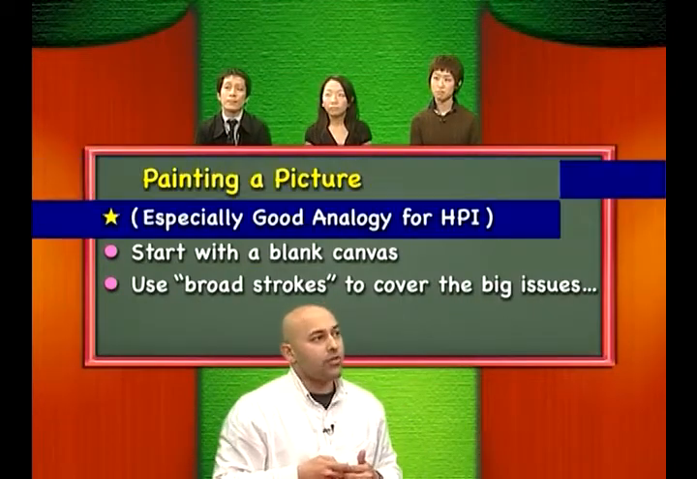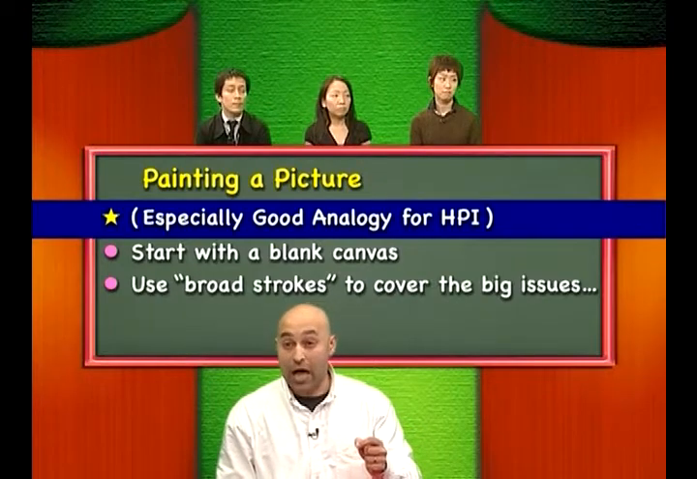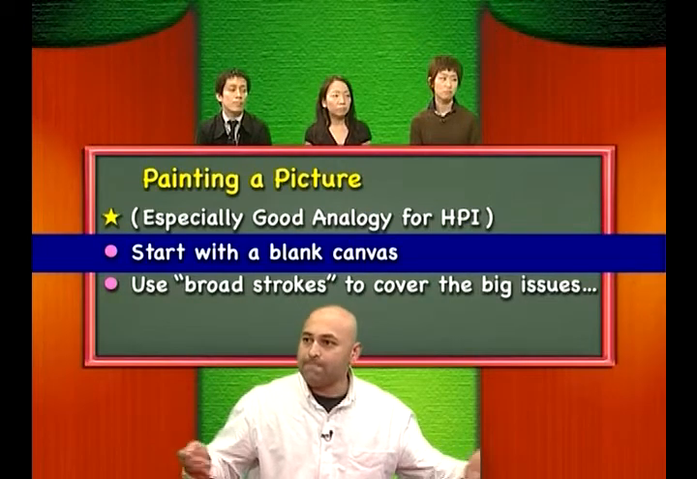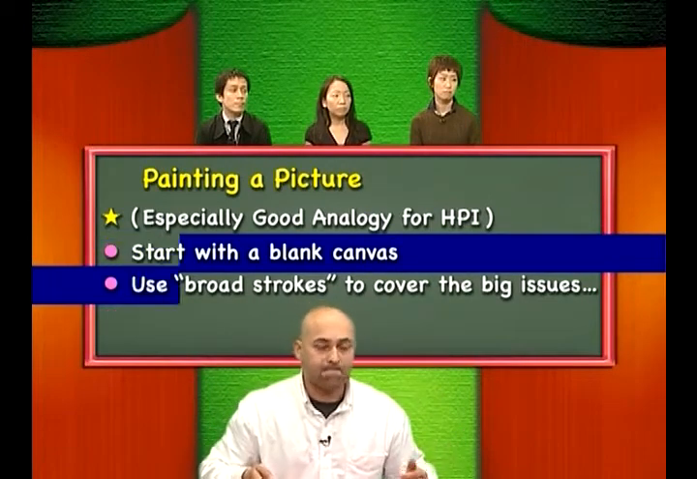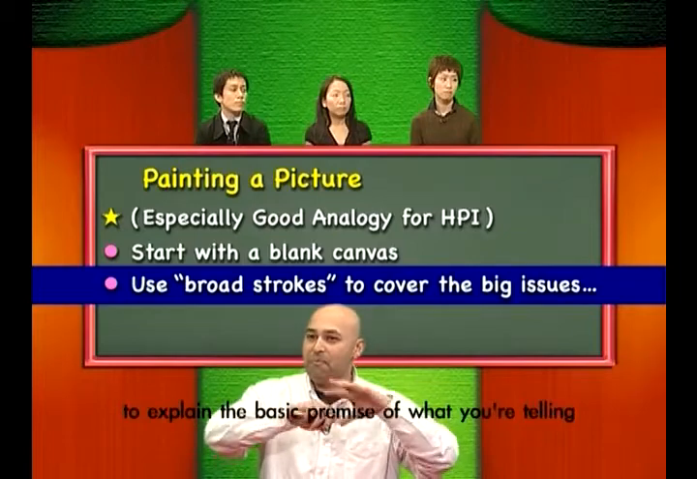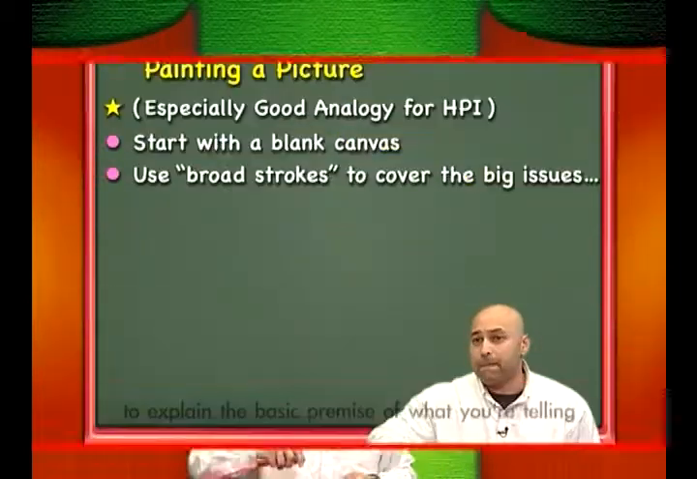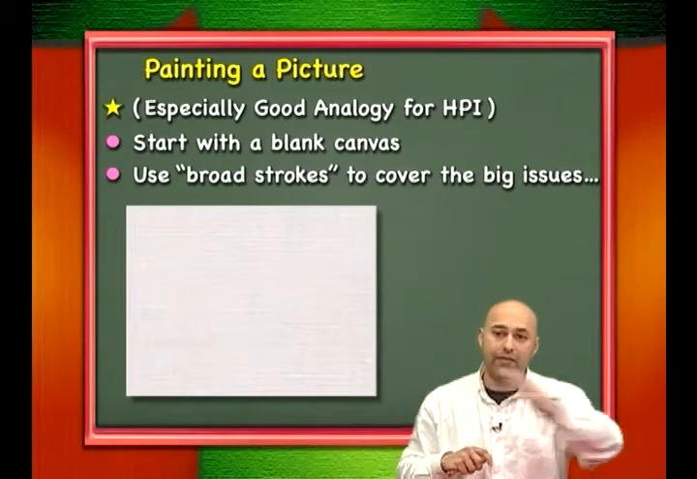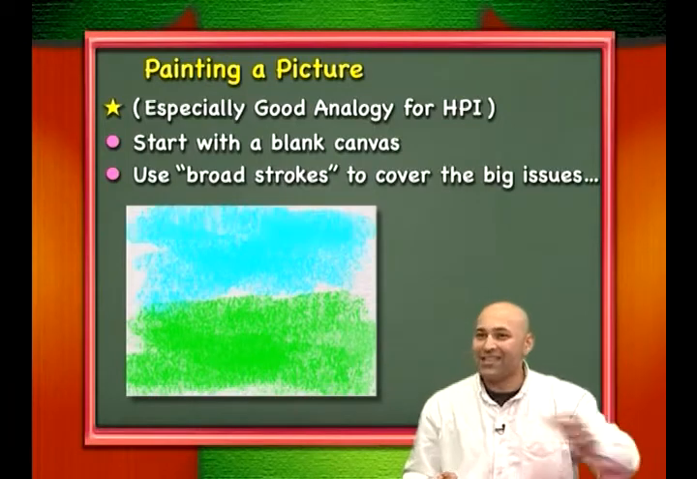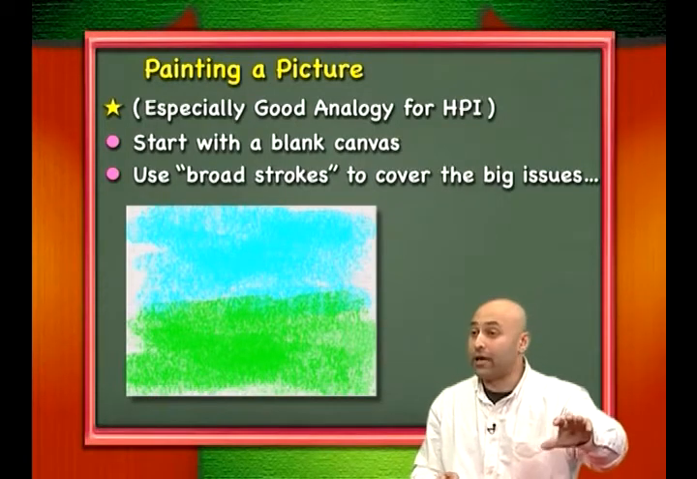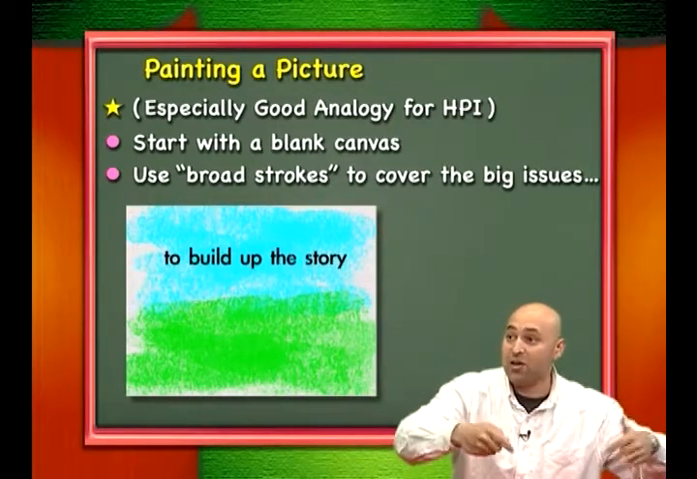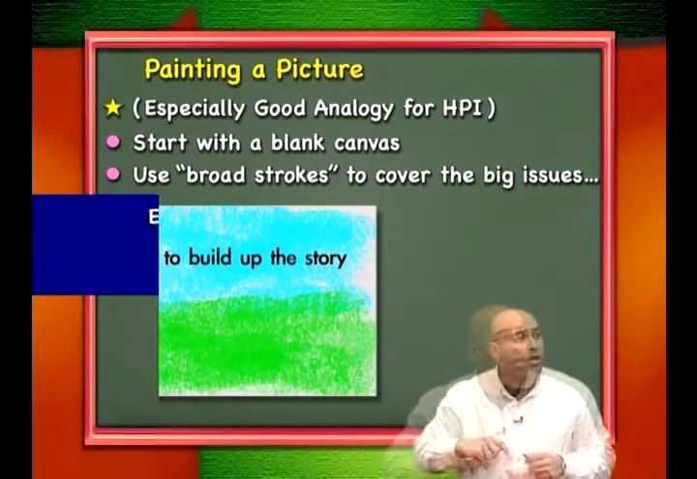Okay? Let's take the first example first, painting a picture. This is an especially good analogy for the HPI, the history of present illness. You're starting with a blank canvas, right? The person that you're presenting to doesn't know anything. And you want to start off using broad strokes to explain the basic premise of what you're telling. When an artist paints a picture, they start with a blank canvas and then they put a big green splotch and a big blue splotch to kind of get a feeling of what's going to go later. And that's the same thing that you want to do to build up the story, build up the painting when you're talking to somebody.